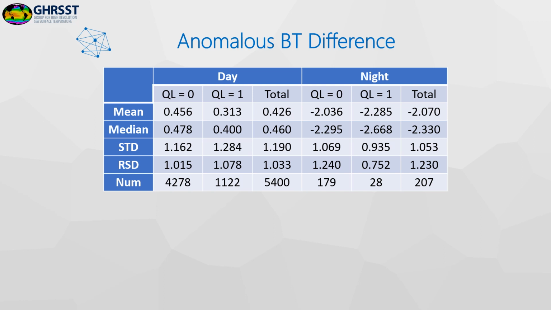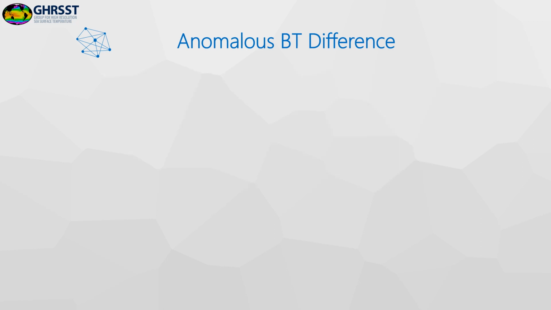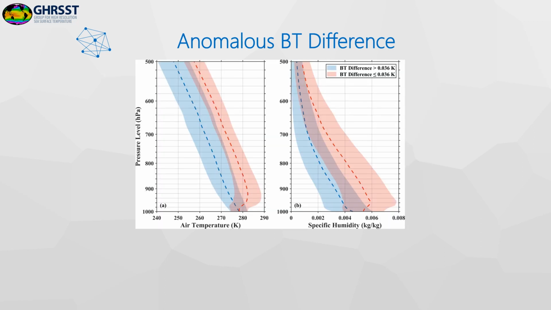There are 5,607 samples, about 1.4% of the total valid database, with abnormal BT differences mostly occurring in the daytime. By incorporating the meteorology reanalysis data into the matchup database, characteristics of significant temperature and humidity inversions are identified for the abnormal brightness temperature differences.